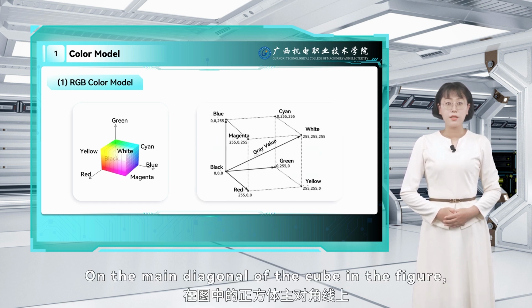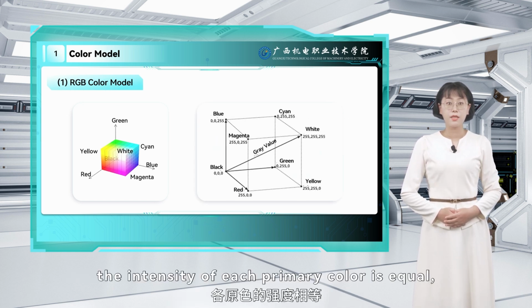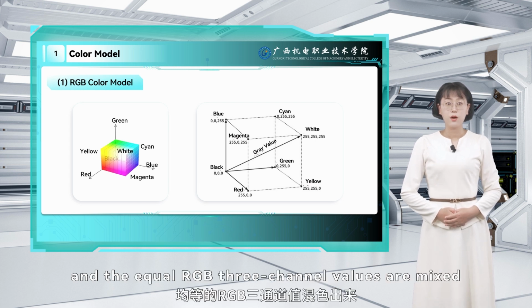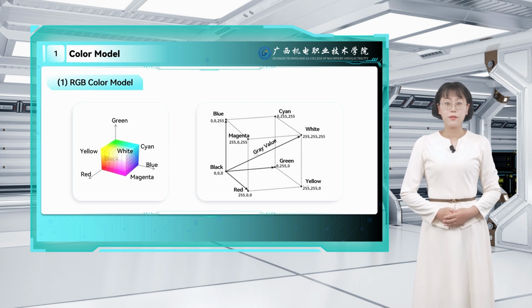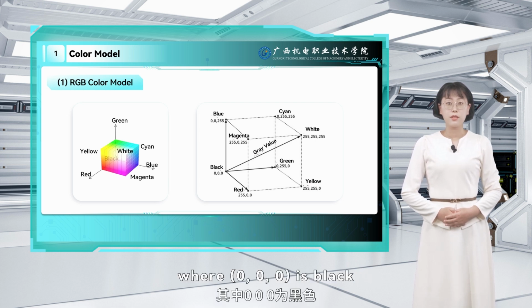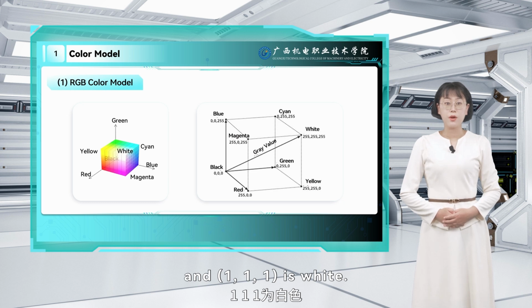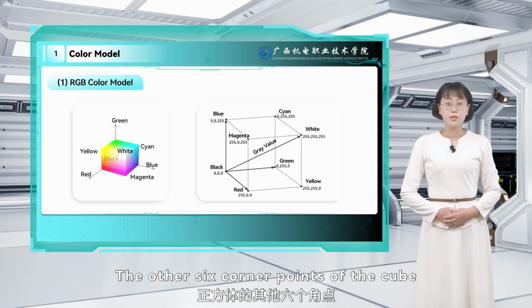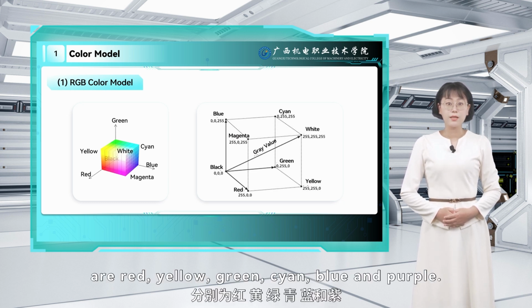On the main diagonal of the cube in the figure, the intensity of each primary color is equal, and the equal RGB three-channel values are mixed to give different gray values, where (0, 0, 0) is black and (1, 1, 1) is white. The other 6 corner points of the cube are red, yellow, green, cyan, blue, and purple.